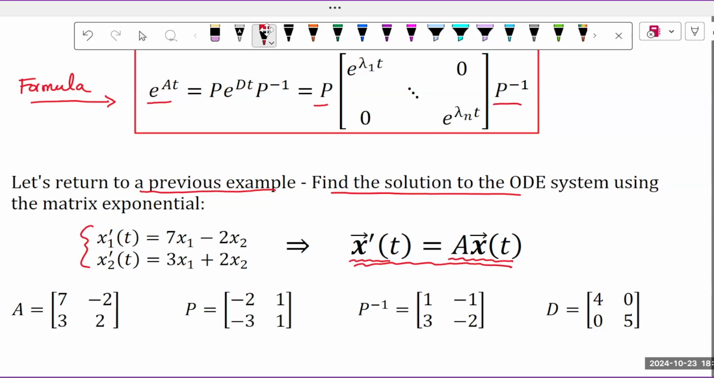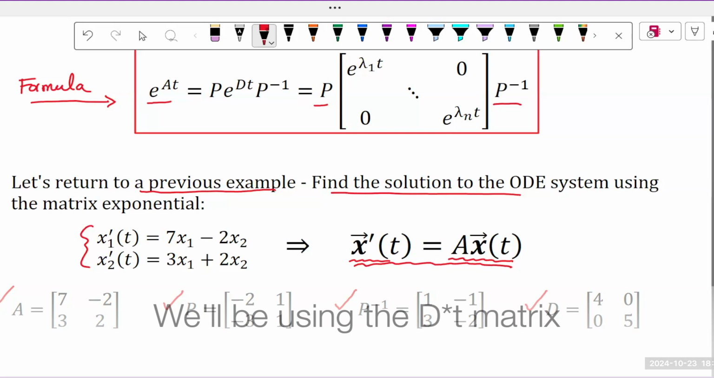So in this case, A is the same matrix of constants that we had from lecture 15. And the matrix of eigenvectors P is given by -2, 1, -3, 1. I hope that you all remember how to take the inverse of a 2 by 2. So that will give us our P inverse. And finally, our diagonal matrix is 4, 0, 0, 5.